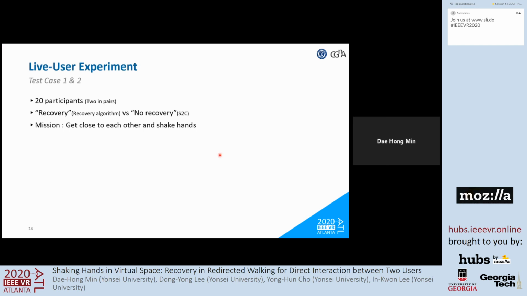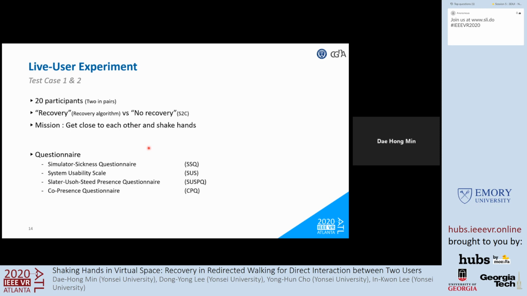We conducted a live user test to see how the users feel about making a recovered state. We conducted experiments on cases where the recovered state was guaranteed through the recovery algorithm, and when the recovered state was not guaranteed by not using the recovery algorithm. In the experiment, the two participants walk straight toward each other and shake hands when they are close enough in the virtual space. In each case, after the experiment was finished, a questionnaire about simulated sickness, system usability, presence and co-presence was conducted.